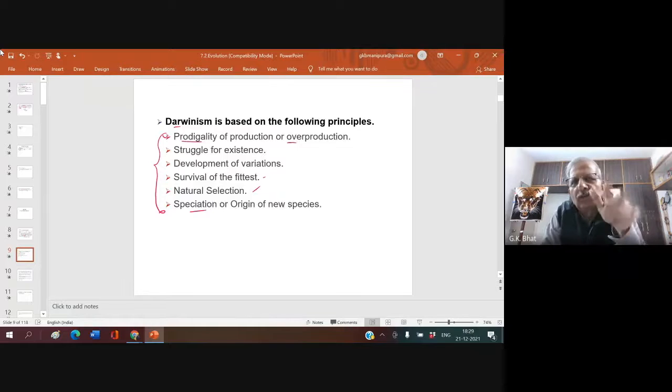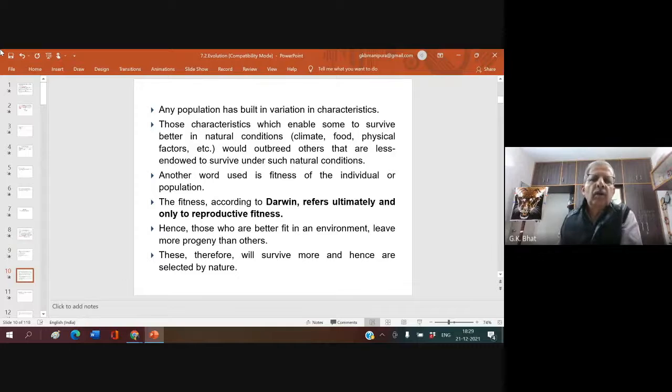If this situation continues for several years, if the corona pandemic starts repeatedly troubling us, in due course of time human beings may evolve into a new species where coronavirus cannot do anything. That is the origin of new species. So these are the 5 principles of Darwinism: prodigality of production or overproduction, struggle for existence, development of variation, survival of the fittest, natural selection, and speciation or origin of new species. Now let us see these a little bit more, one by one. Any population has a built-in variation in characteristics.